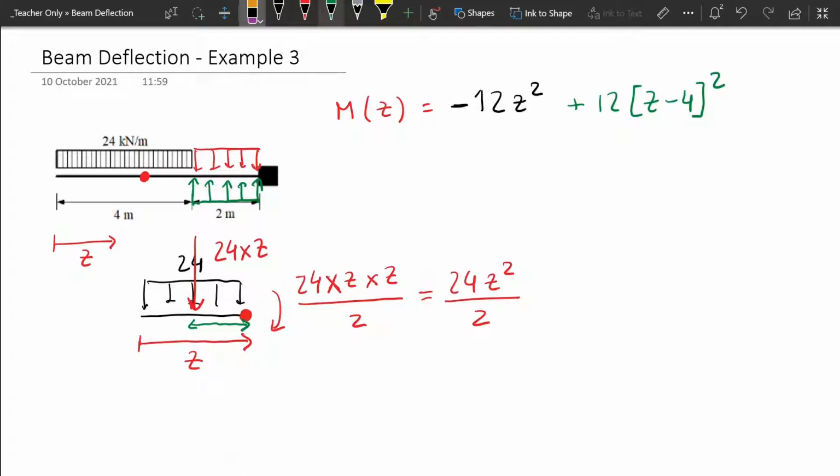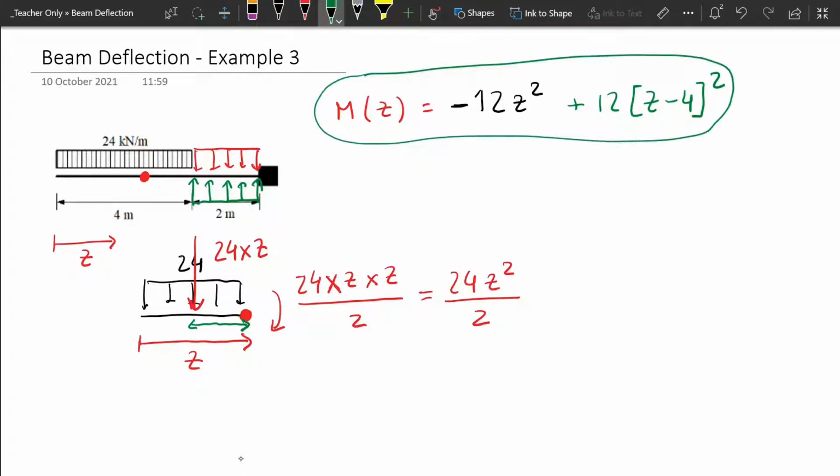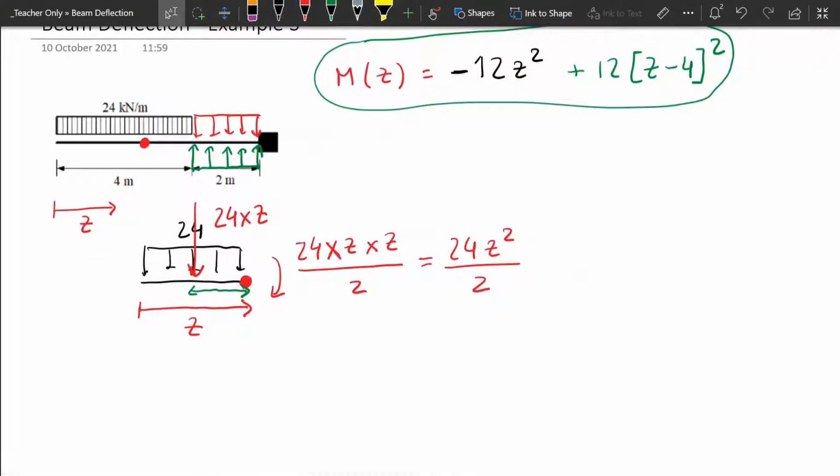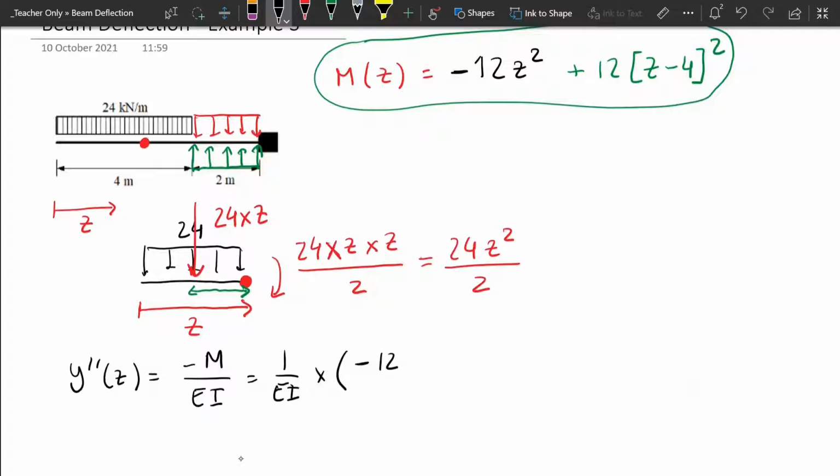So this would be our equation for moments. Yet again, once we get to this equation, the problems are exactly the same as before. So if we have that as our moment function, we can write our curvature function. y double dash of z is minus M divided by EI. So this will be equal to 1 over EI, and then we're just going to change the signs: plus 12z squared minus 12 z minus 4 squared.